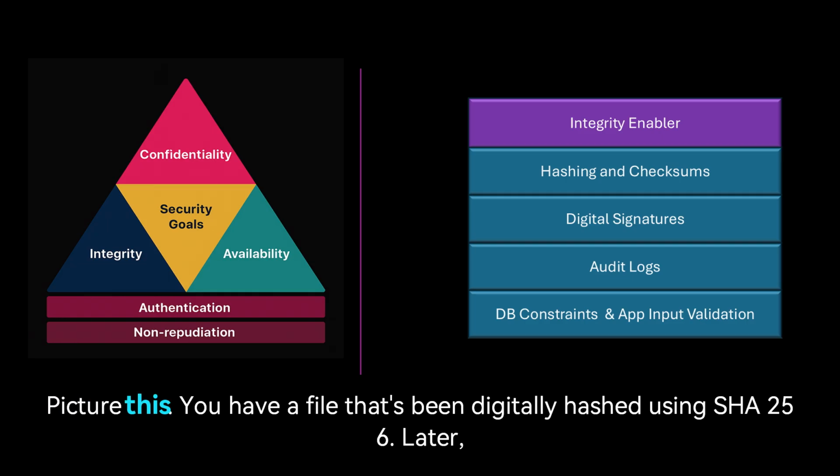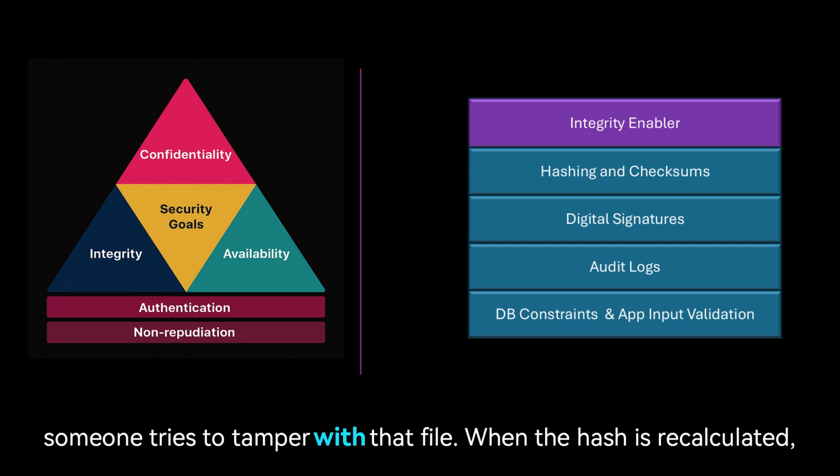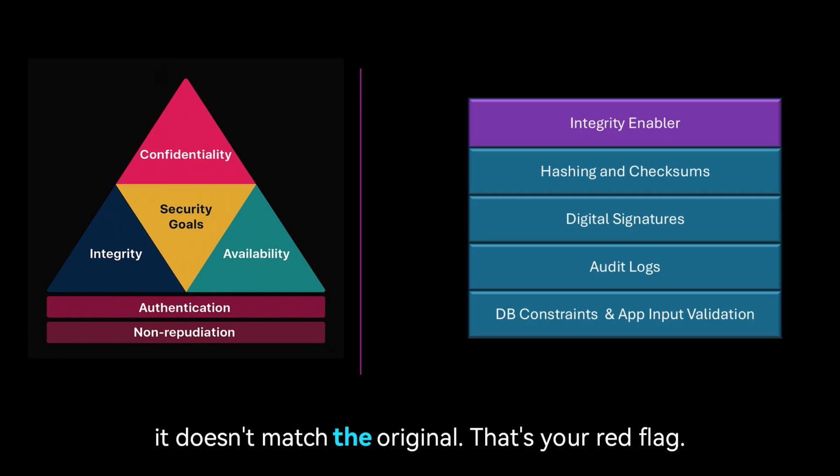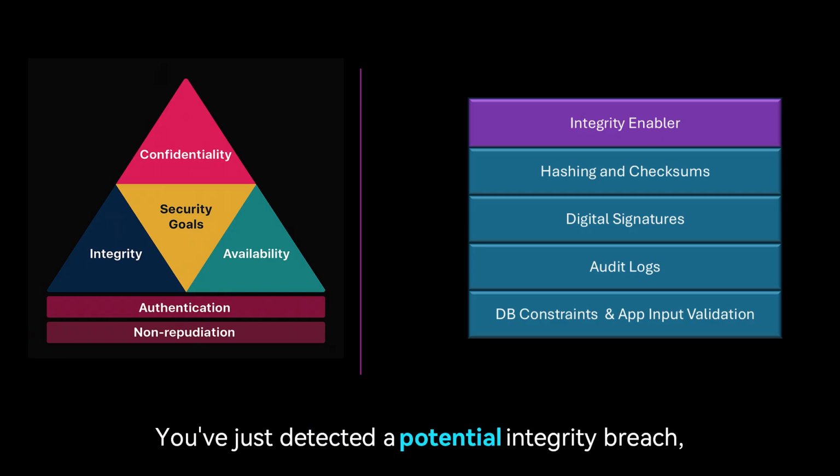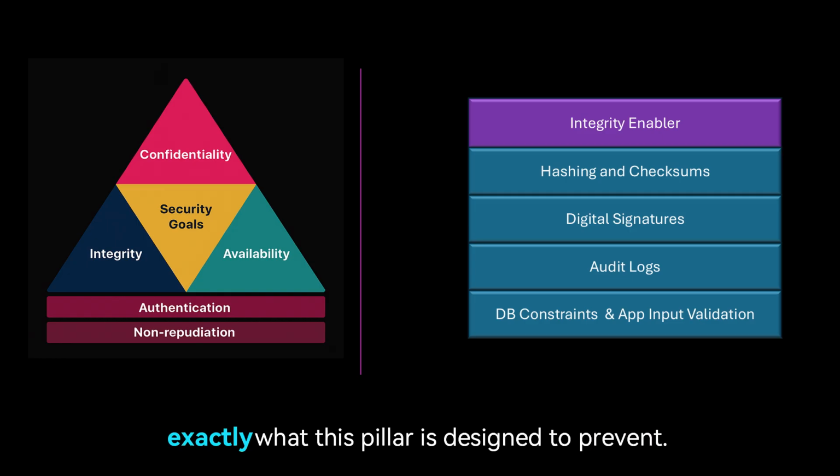Picture this. You have a file that's been digitally hashed using SHA-256. Later, someone tries to tamper with that file. When the hash is recalculated, it doesn't match the original. That's your red flag. You've just detected a potential integrity breach, exactly what this pillar is designed to prevent.